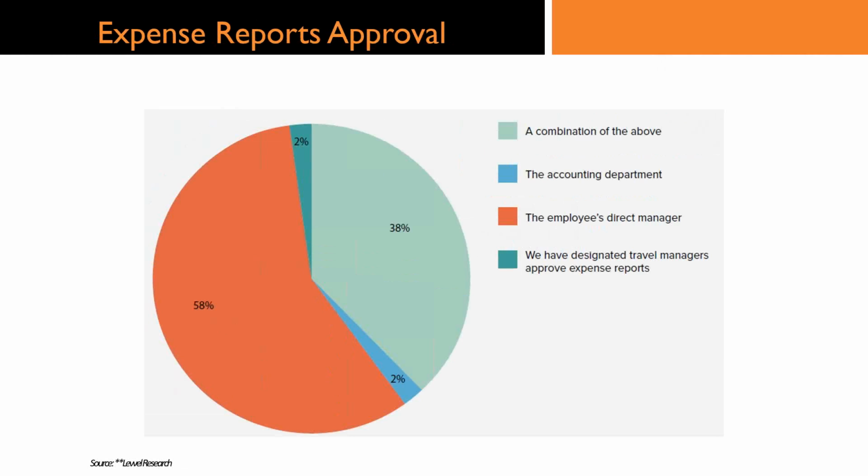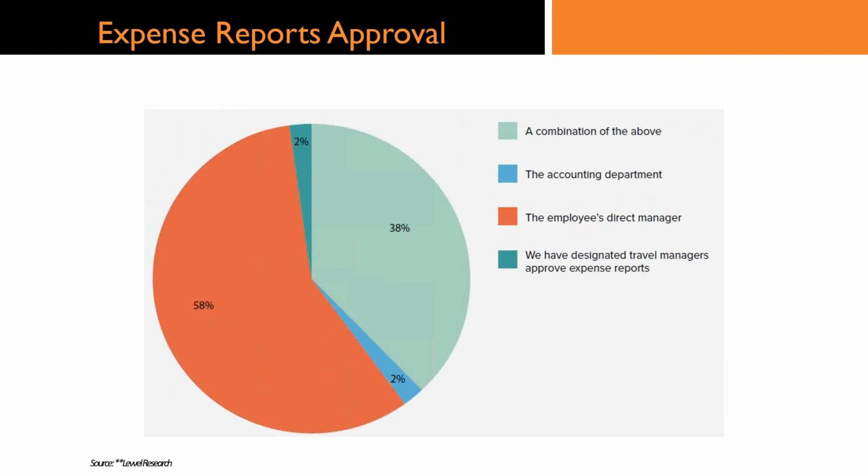That's the way we do it here. That's the way that most of our clients do it. My guess is that's the way your organization does it as well. And then a small slice, the light blue there, the accounting department is responsible for the expense report approval. And then 38%, a combination of them.